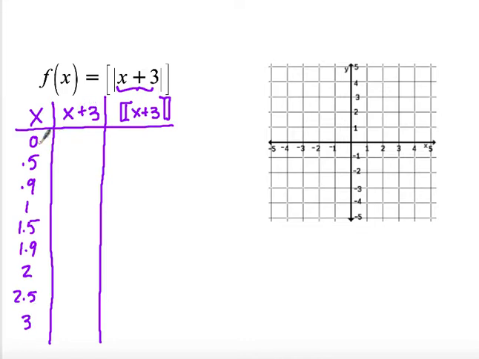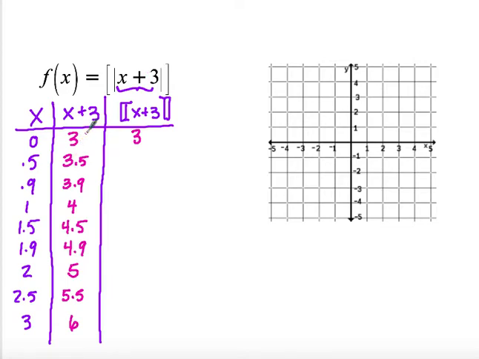So what I'm going to do first is take all of my independent x values and add 3 to them. So that's going to give me 0 plus 3, 3. 0.5 plus 3 is 3.5. Then 3.9. Then 1 plus 3 is 4. Then 4.5. Then 4.9. Then 2 plus 3 is 5, 5.5, and 3 plus 3 is 6. So you can see now that my integer is starting at 3 instead of 0 this time because we've added 3 to our x value.